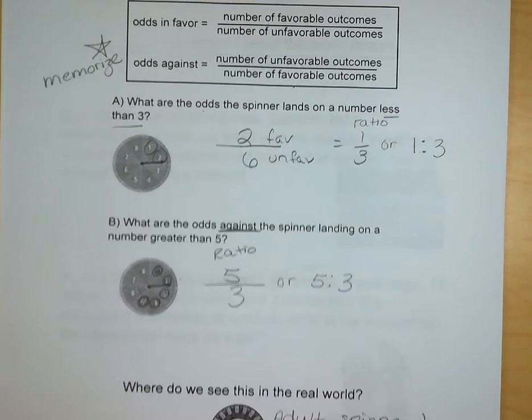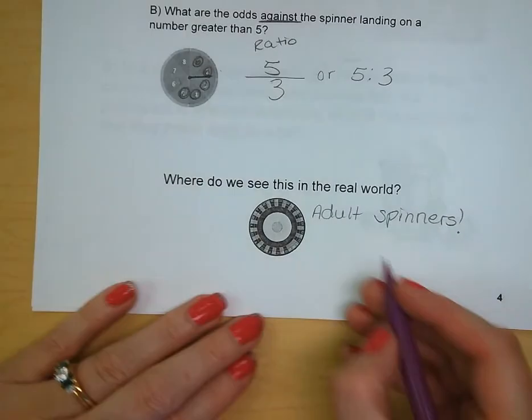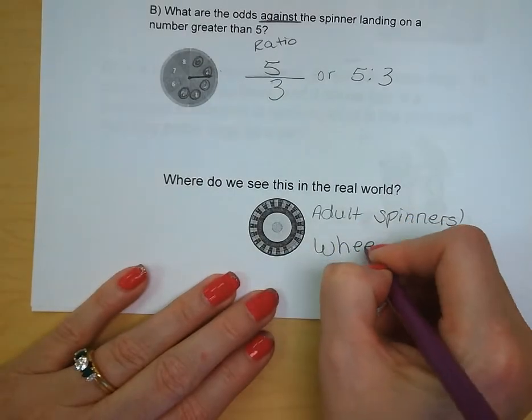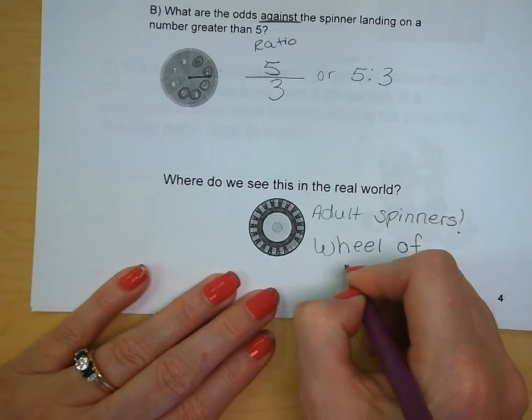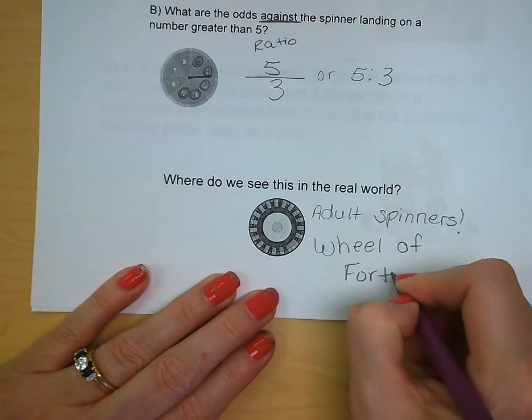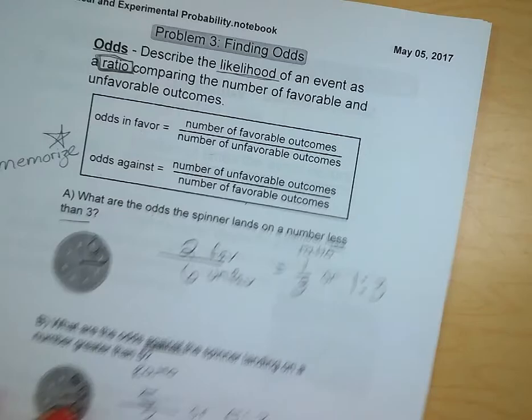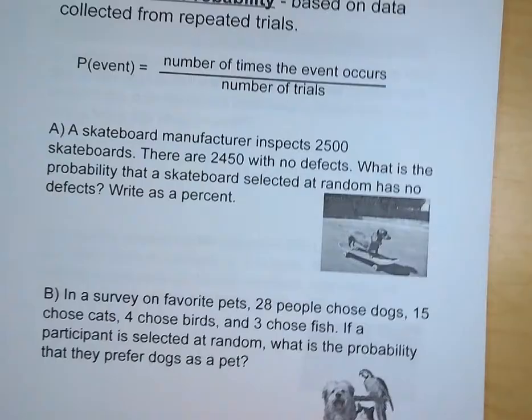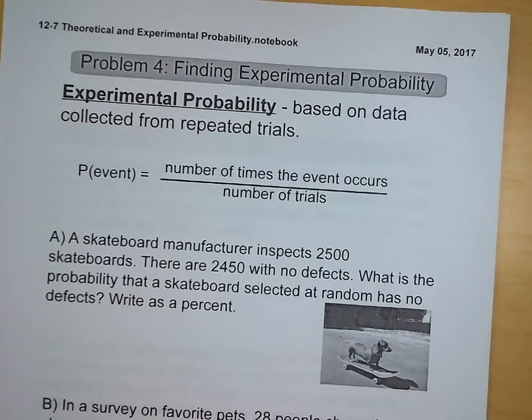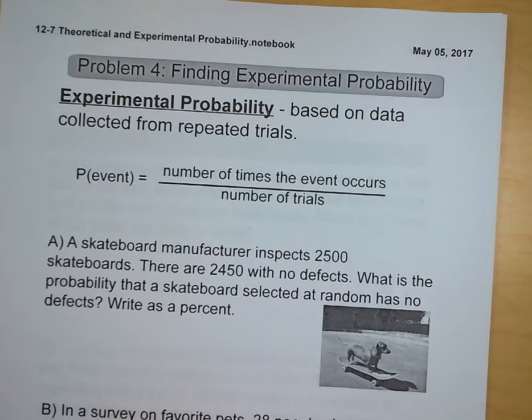Odds are... Oh, what about this? Yes. Wheel of Fortune would also be a great place where you're going to see odds showing up. What is the odds? It's America's game. Yep. What are the odds that you're going to land on bankrupt? So should you keep spinning? Okay.